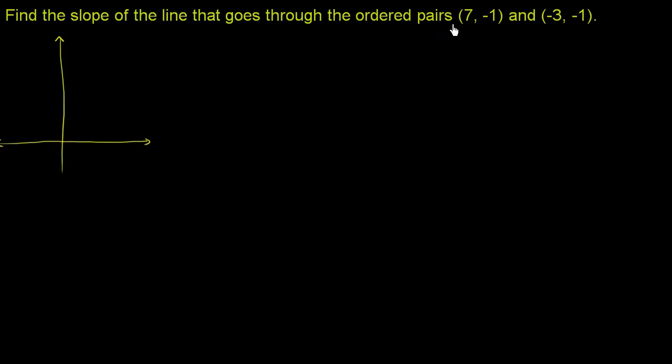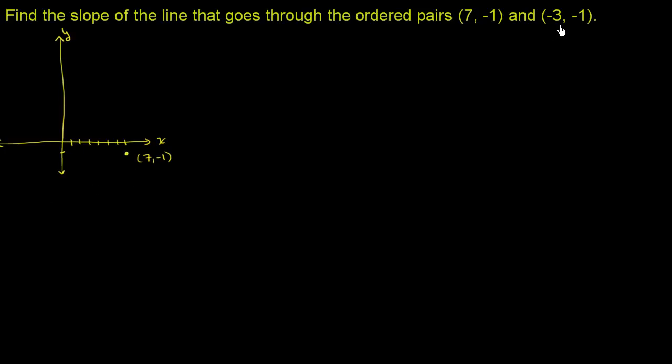So our first point is (7, -1). So 1, 2, 3, 4, 5, 6, 7. This is the x-axis. So (7, -1) is right over there. This, of course, is the y-axis.